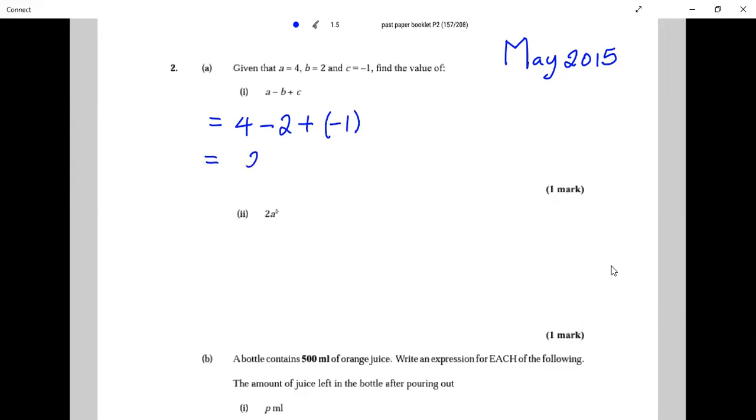4 minus 2 is 2. A positive times a negative is a negative, -1. And 2 minus 1 is 1. All right, so if A is 4, B is 2, and C is -1, A minus B plus C is 1. All right, so this becomes now 2 times A, which is 4, to the power B, which is 2. So this is 2 times 16. The answer here is 32.